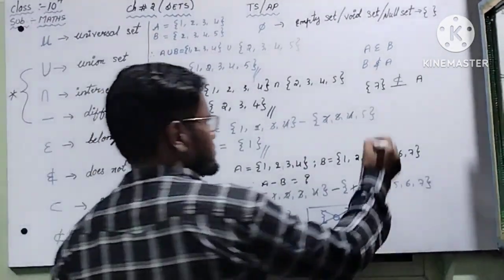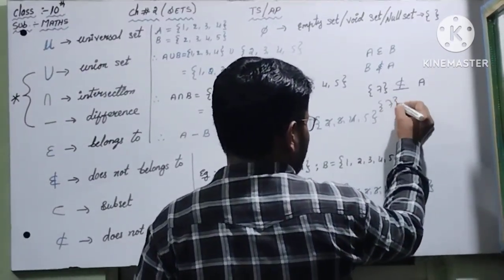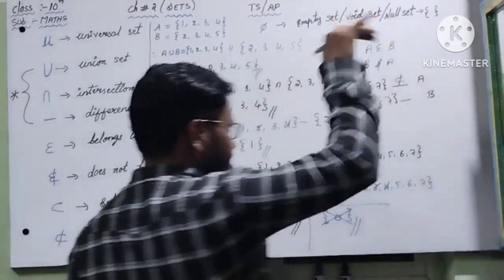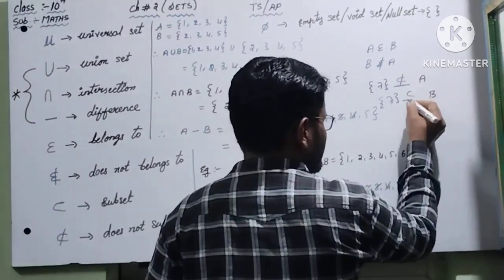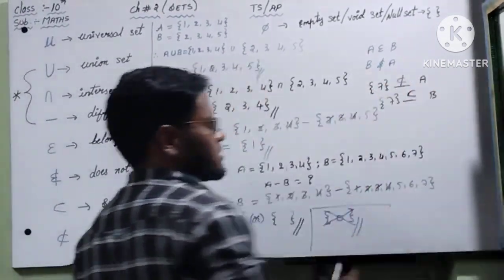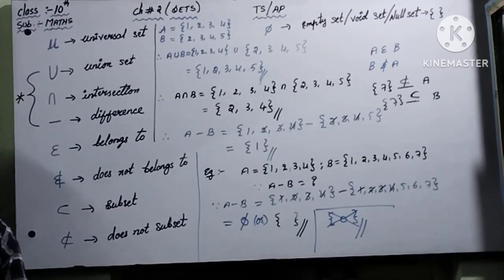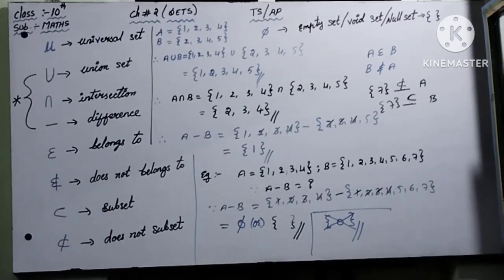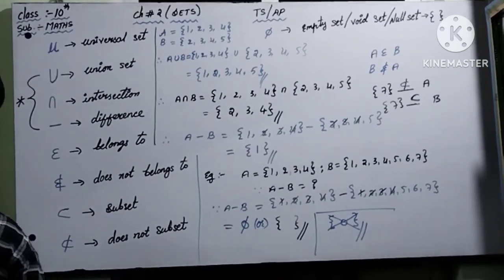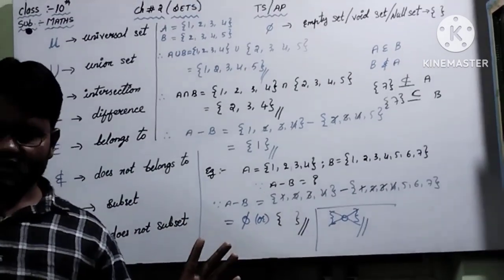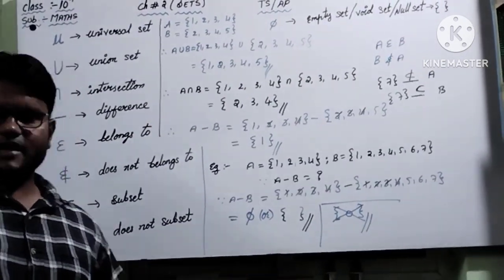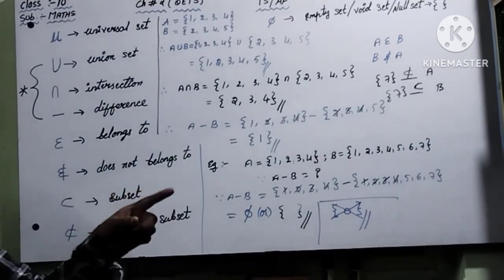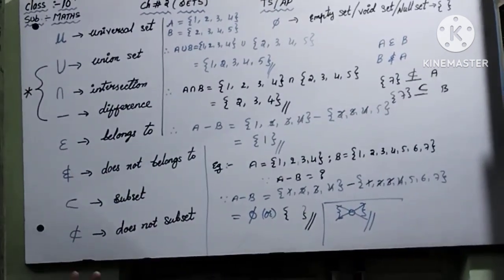Okay, suppose 7 is a subset of B or not then? Yes, 7 is a subset of B. You have to give importance to these elements: subset and does not subset, belongs and does not belong. Give importance to sets. In sets you have to see belongs and does not belong, and for the elements you have to see subset or does not subset.